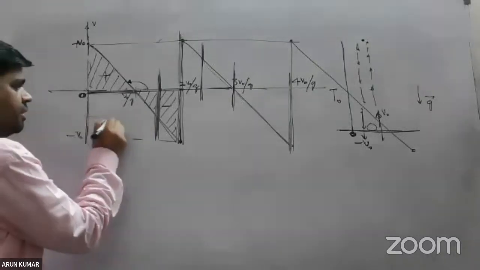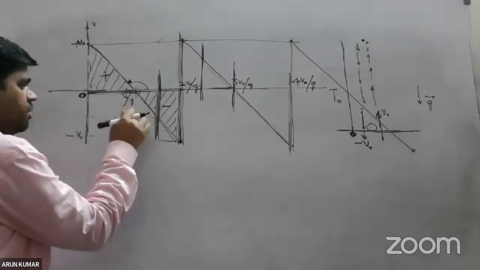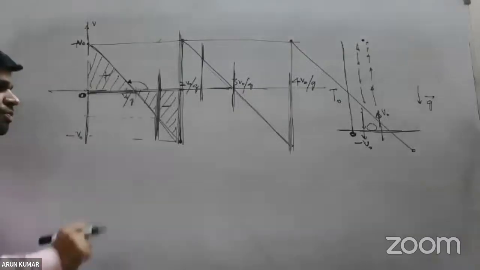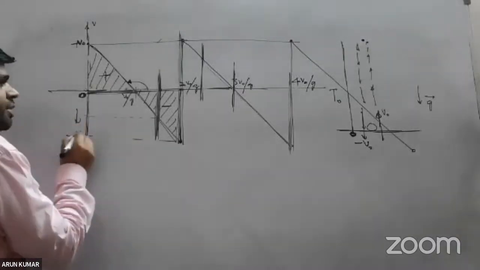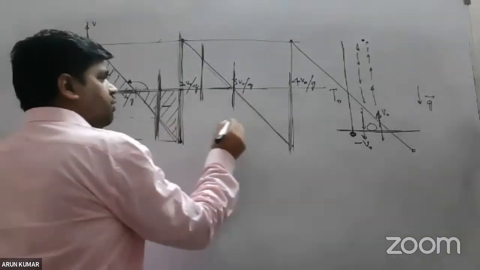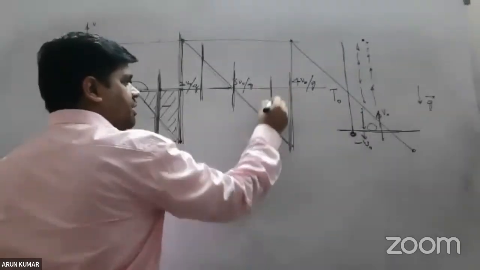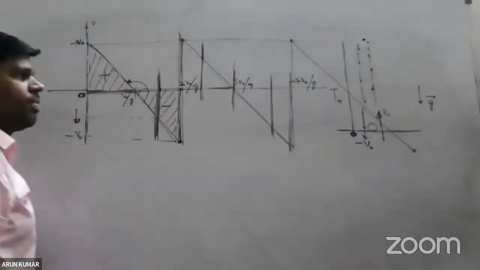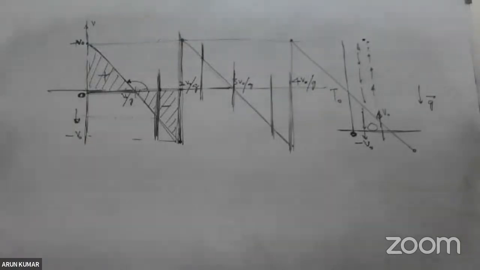Look, velocity is negative here. Okay, sure. So velocity negative means it's coming down. If I ask you what is it at this position, at this instant of time? It is also coming down, sir.